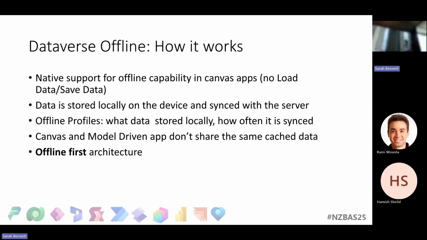Offline first architecture. This here is one of my main problems. Once you switch offline capability on in a Canvas app, it is offline first.